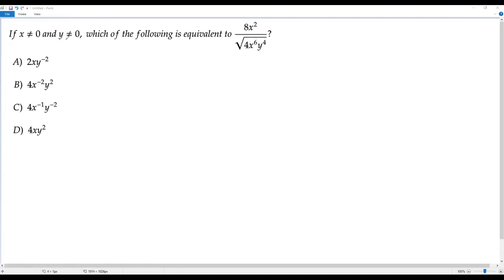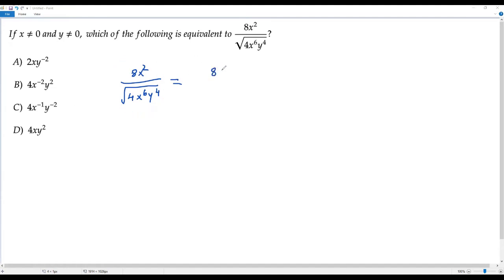If x is not equal to 0 and y is not equal to 0, which of the following is equivalent to 8x squared divided by the square root of 4 times x to the 6th power times y to the 4th power? Okay, now let me take this expression as it is. That is 8x squared divided by the square root of 4 times x to the 6th power times y to the 4th power. Now what we have to do is simplify this expression and find the one in the answer choices that is equivalent to this.